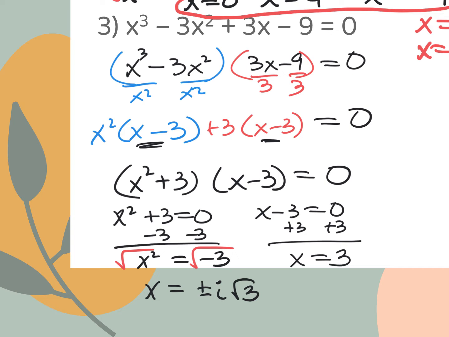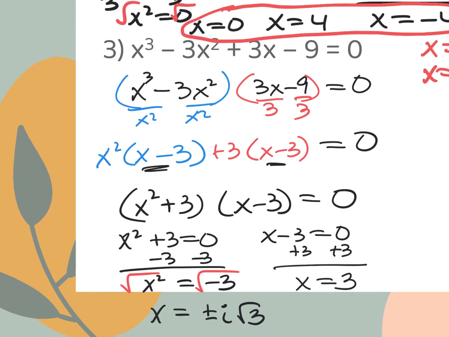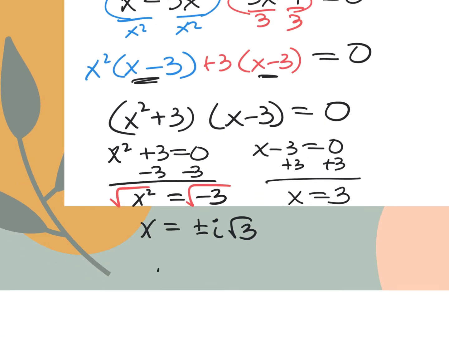So again, the biggest exponent was a 3, so notice I've got 3 answers. I've got positive i root 3, negative i root 3, and then I've got the 3. So those are my 3 solutions, which are also my 3 x-intercepts, my 3 roots. All of these terms mean the same thing.